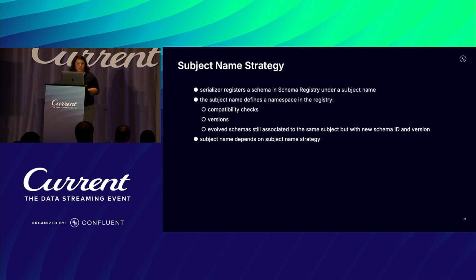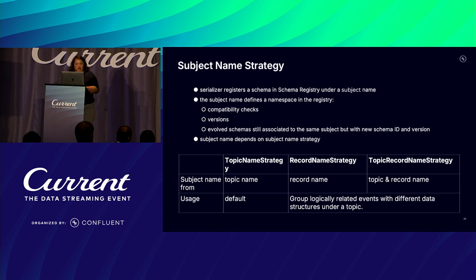Let's explore further. So a serializer registers the schema in the schema registry under a subject name, and this defines a namespace in the registry. The compatibility checks are done per subject, and also the versions are tied to the subjects. So what happens when the schema evolves? The evolved schema will still be associated with the same subject, but it will get a new schema ID and a new version. And the name of the subject depends on the chosen subject naming strategy, for which there are 3 options.